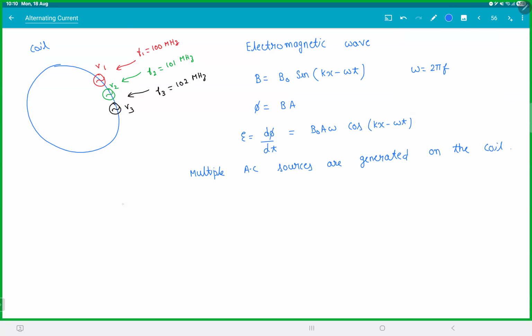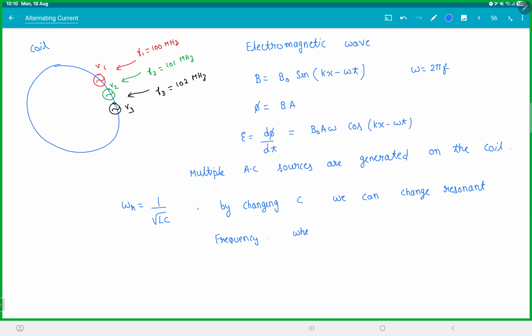Right? And we know omega resonant is 1 by root LC. Now, if you look at this old radio, right? You ever seen that knob? When you turn that knob, we can adjust the frequency. So what we do is, by changing capacitance, we can change the resonant frequencies. So that means whatever frequency you want, you can set it.